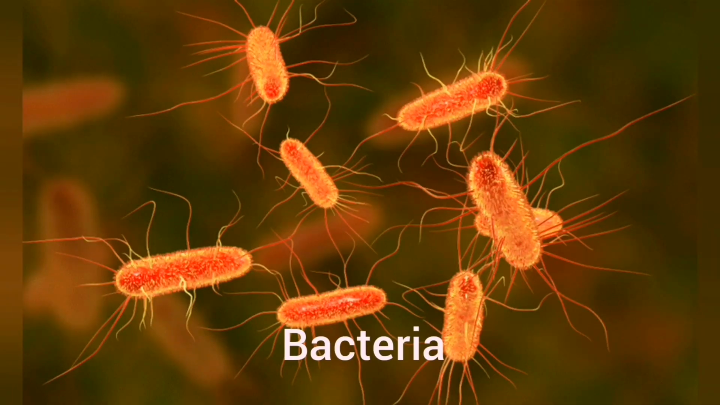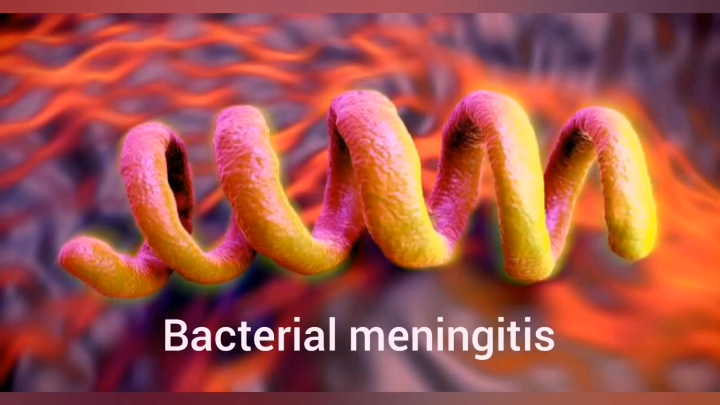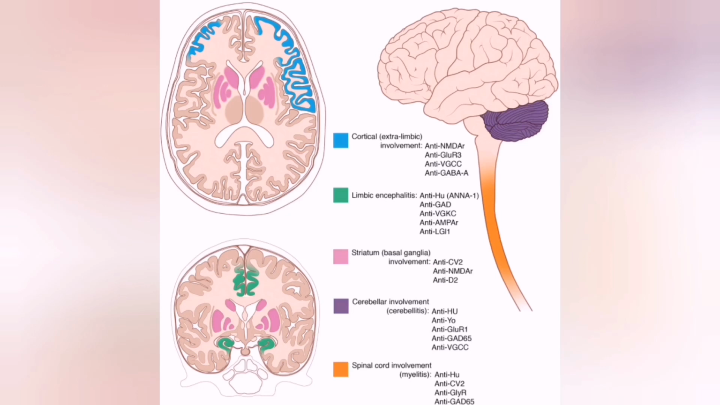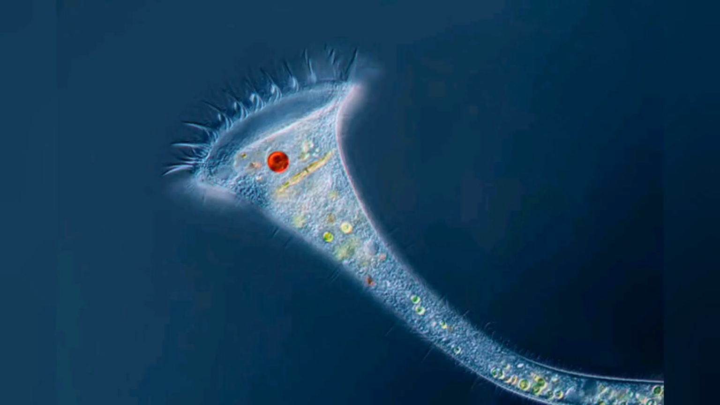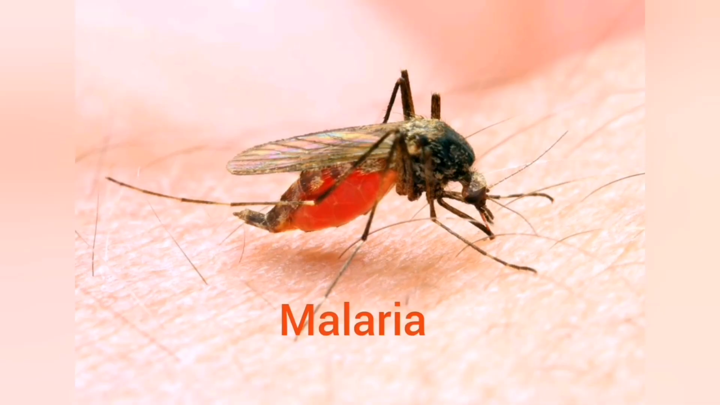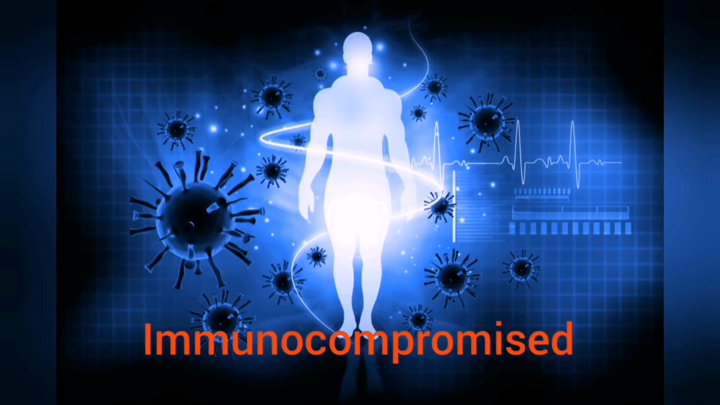Bacterial and other causes. Encephalitis can be caused by bacteria such as in bacterial meningitis, or may be a complication of an infectious disease such as syphilis, that is secondary encephalitis. Certain parasitic or protozoal infestations such as toxoplasmosis, malaria, which is caused by the bite of mosquitoes, or primary amoebic meningoencephalitis can also cause encephalitis in people with immunocompromised systems.